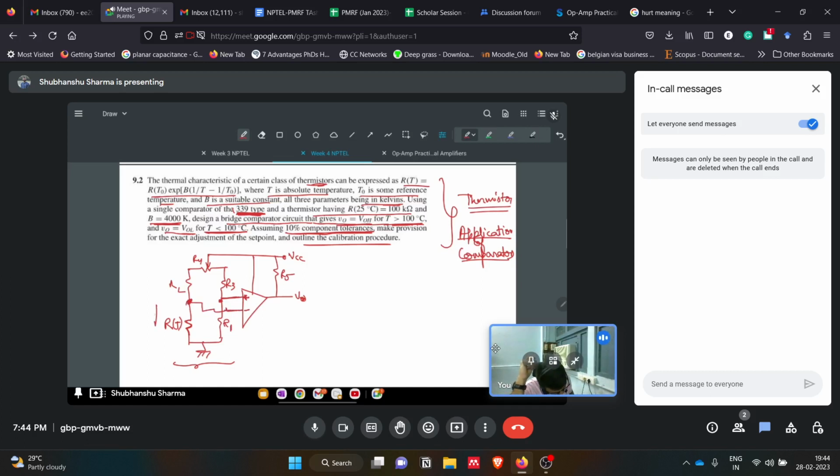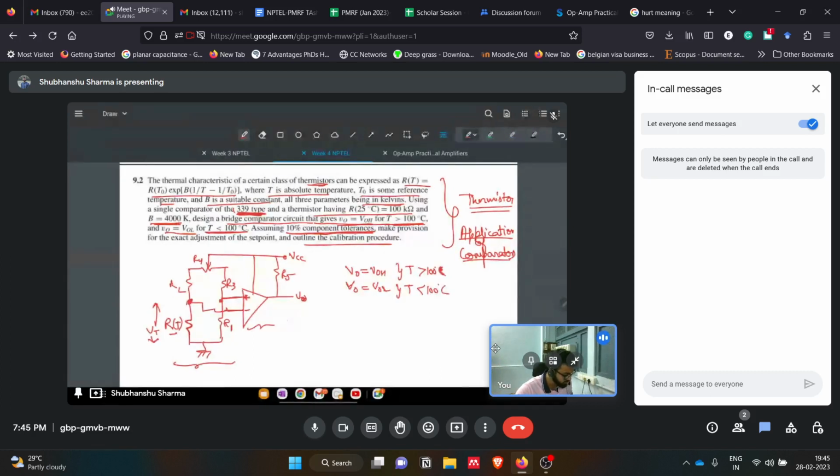So this is the voltage VT across the thermistor. So the question is saying we need V output equals VOH and V output equals VOL when, this is when T is greater than 100 degrees Celsius, and this is when T is less than 100 degrees Celsius. So basically this comparator should go to higher saturation, to high output, when temperature becomes 100 degrees Celsius, and it remains low when it is less than 100 degrees Celsius. So how will we make the circuit?